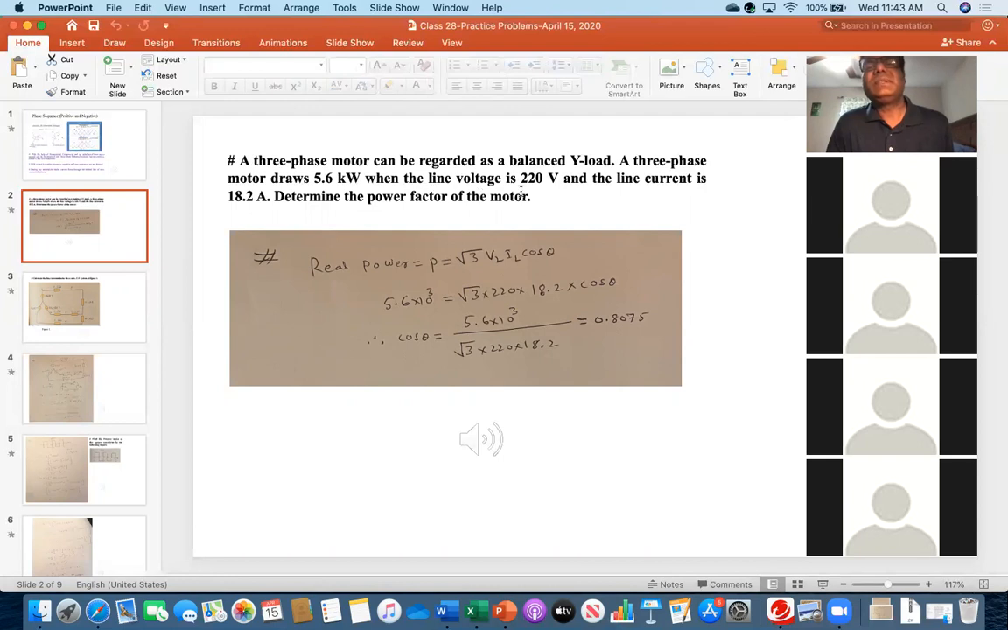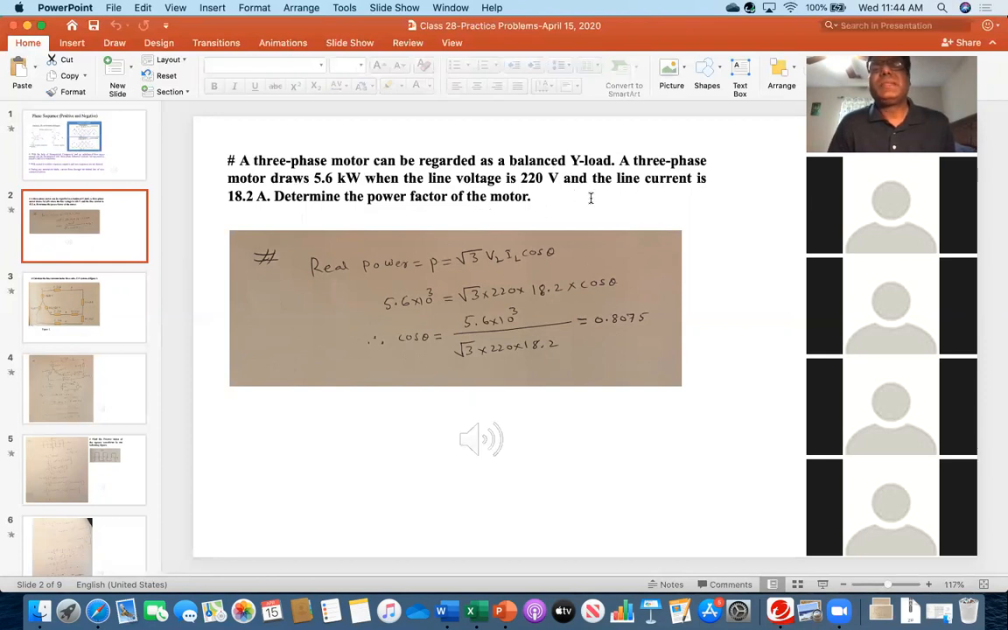And what's the line voltage? 220 volt. Everybody keep in mind that when I say line voltage, I mean line to line voltage. In electric books or circuit books, sometimes you will get clearly line to line, and in most cases simply line voltage, which is basically line to line. And then the line current is 18.2 ampere. Then determine the power factor of the motor. So at what power factor is the motor running?